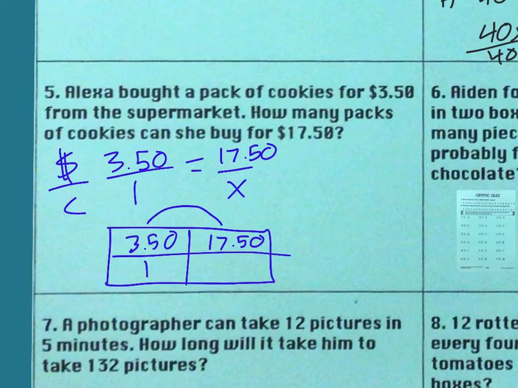I'm going to go $17.50 divided by $3.50. And I know that that's times by 5. So I'm going to times the bottom by 5, and I get 5. So the answer is 5 packages. Okay? So you can use that way. You can also use the cross multiplication way if you wanted to, and it would give you the same thing.